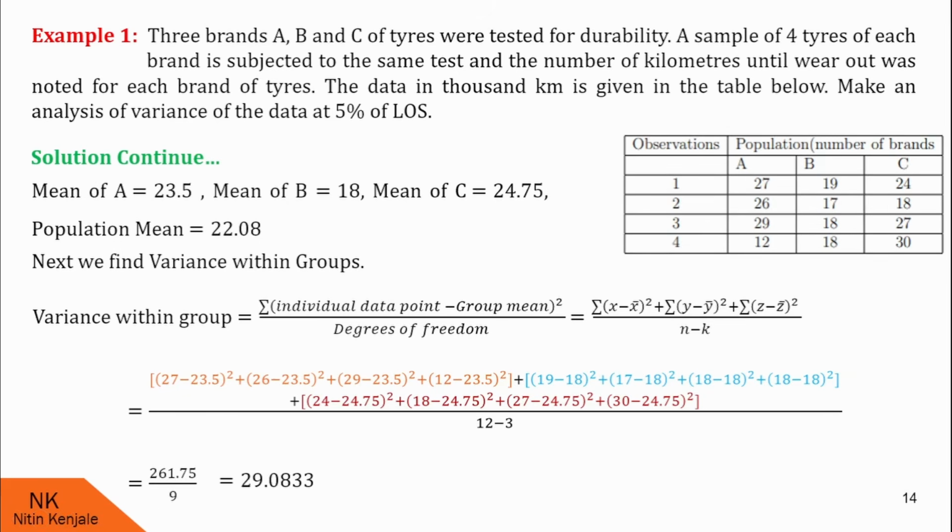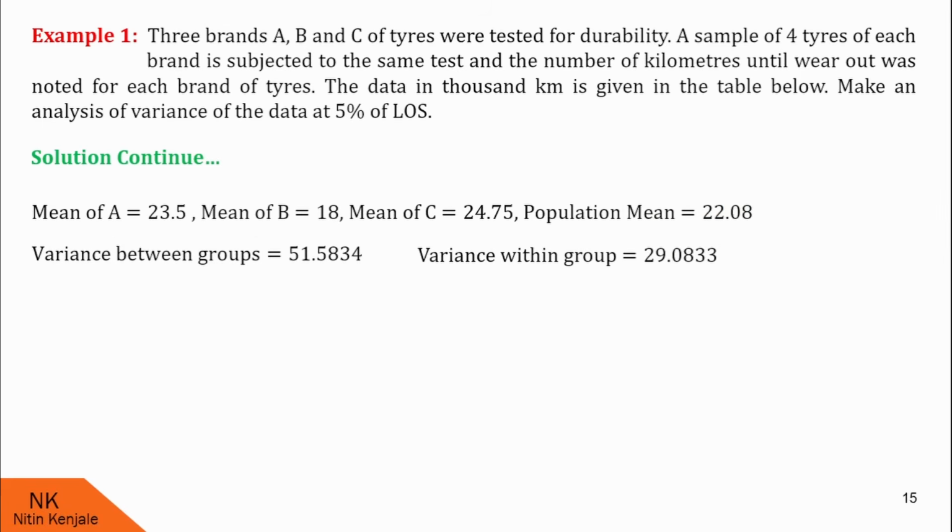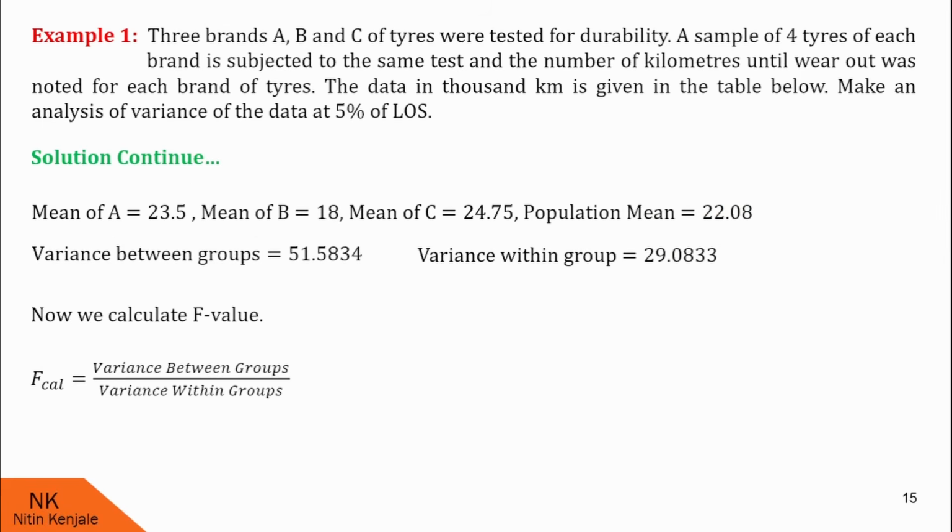Now let us substitute these values of variance within group and variance between group in F test statistics, which is given by variance between group divided by variance within group, which I see equal to 1.7736.